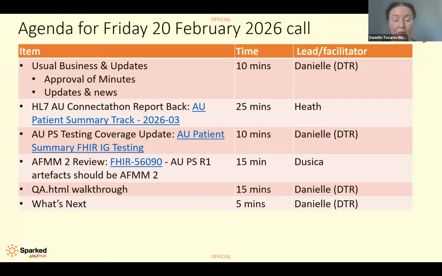If we have any time, I still want to do a QA.html walkthrough. And we can even talk about what that is if that term is unfamiliar to you. It's something we do need to get to, but we can just hold it over to the next meeting if we don't, and then we'll talk about what's next. So that's the plan for today. There'll be a few votes, lots of updates, lots of report backs and some tie-ins to what's happening at International. Now, does anyone want to add anything else to today's agenda?